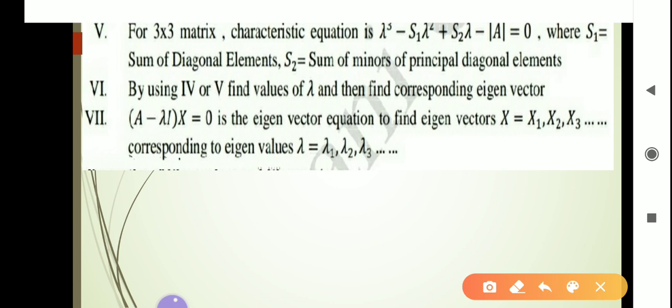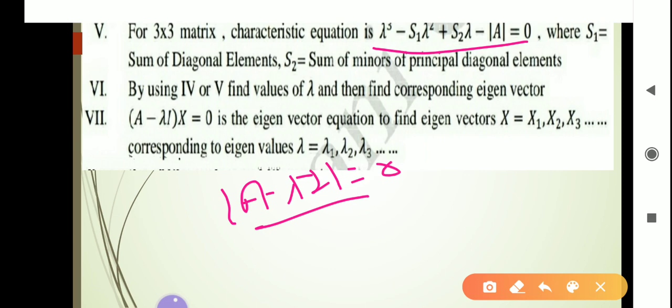What do we have to do first? For eigenvalues, we have to take the determinant of A minus lambda I equal to 0. Expand this determinant using this formula if the matrix is of order 3 by 3, where S1 is the sum of diagonal elements of A, S2 is the sum of minors of principal diagonal elements, and the determinant of the matrix is that of the given matrix. After getting these values, put them here, then we get one characteristic polynomial in terms of lambda. Find the roots of that polynomial using any method. Those roots are our required eigenvalues. So this is related to eigenvalues.